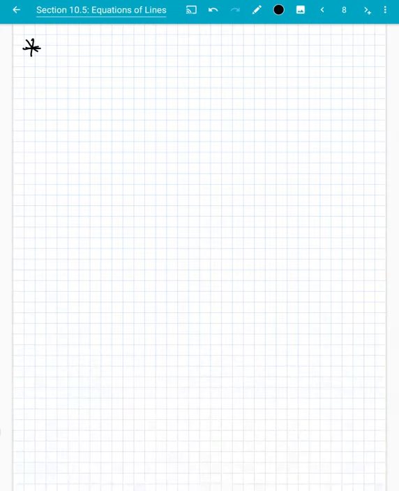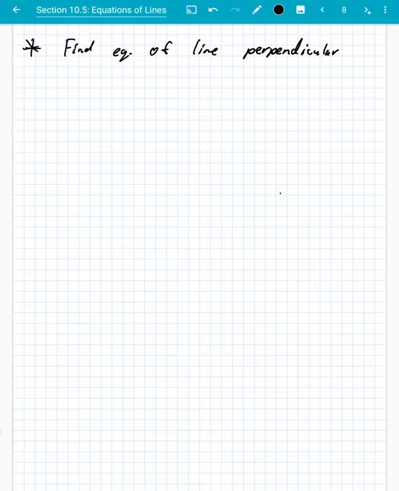Let's do another quick example. Say, find the equation of a line perpendicular to, we'll say y equals 1, through the point (-1, 2).